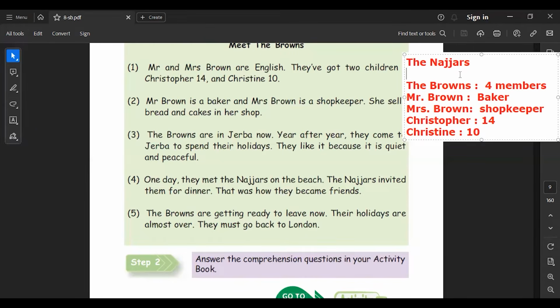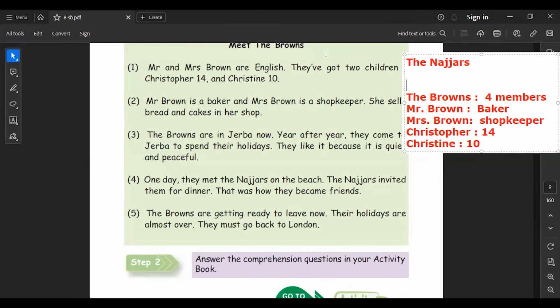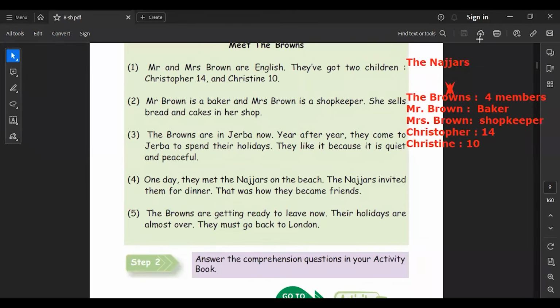Now, the Browns somehow met the Najars. So we have a relationship between these 2 families. I think there is a relationship between the two. Now because the Najars invited the Browns, isn't it? What did the Najars do? They invited the Browns for dinner. This is it.